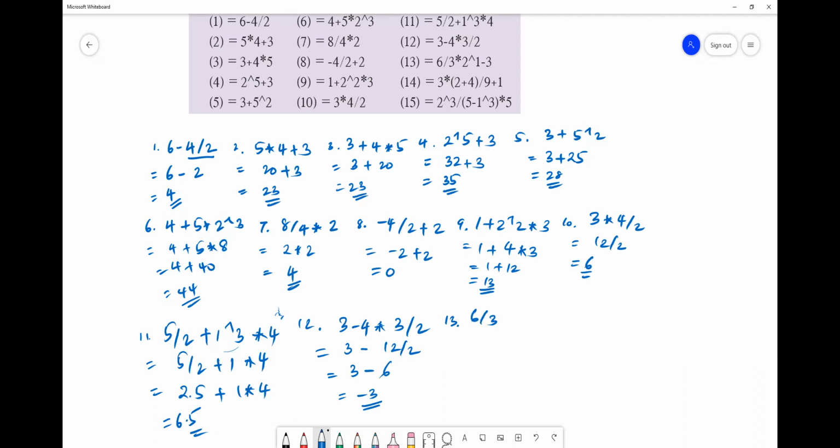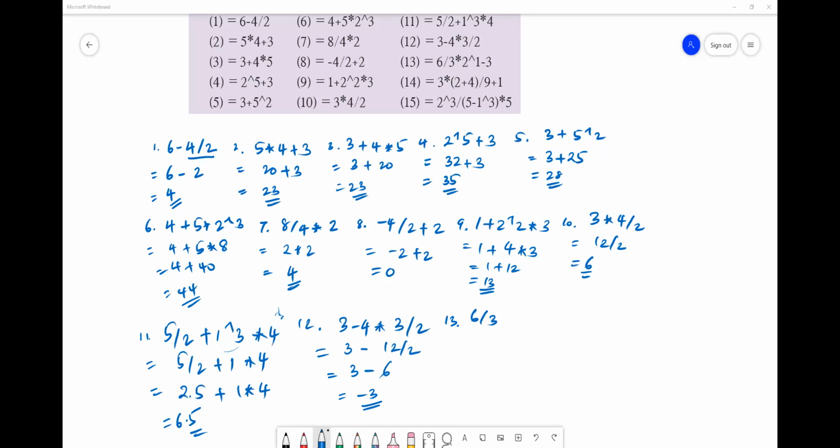So first of all, multiplication, that's okay, no? So 3 into 4 into 3, that is 12, divided by 2. Okay. So then we have 3 minus 12 divided by 2. 12 divided by 2 means 6, right? So 3 minus 6 is minus 3. How about the others? Yeah, it's minus 3, right?